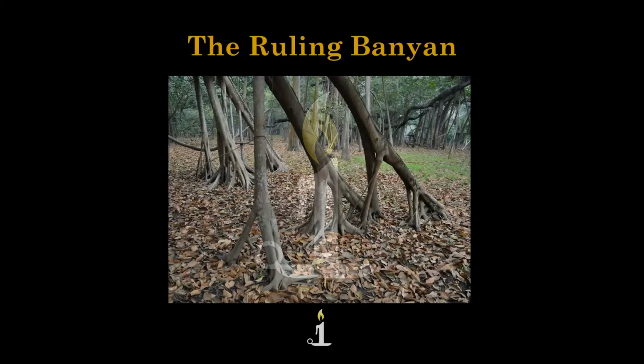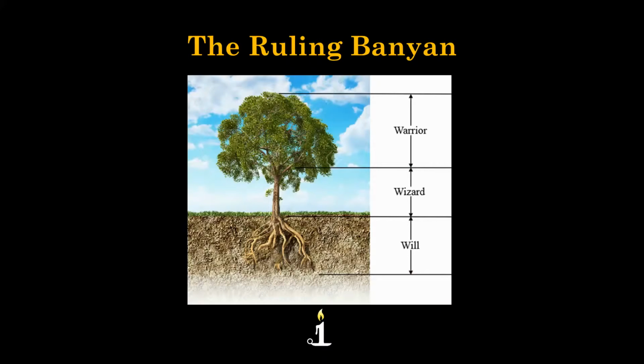So today we're going to look at the banyan tree of India, the great banyan tree of India, and we're going to see how it exemplifies the ruling nature. Now when you look at a tree, there's three main components: the roots, the branches, and the leaves, and each of these exemplifies the three components of the warrior, the wizard, and the will. The roots very vividly express the nature of the will, the trunk and the branches, the nature of the wizard, and the leaves, the nature of the warrior.